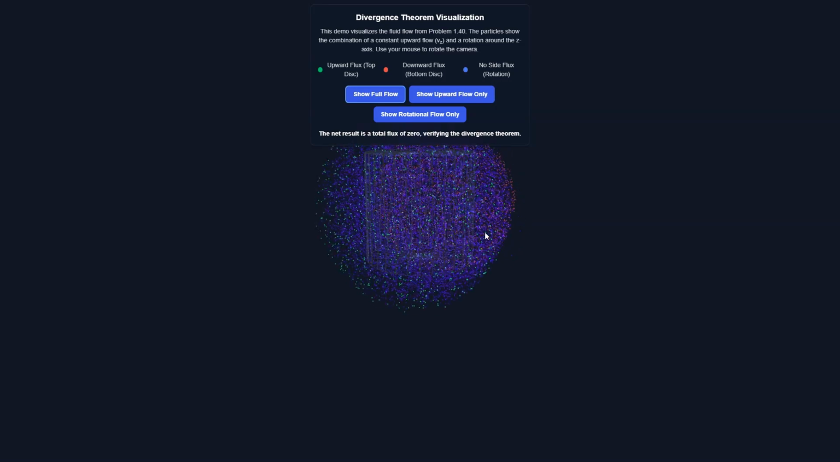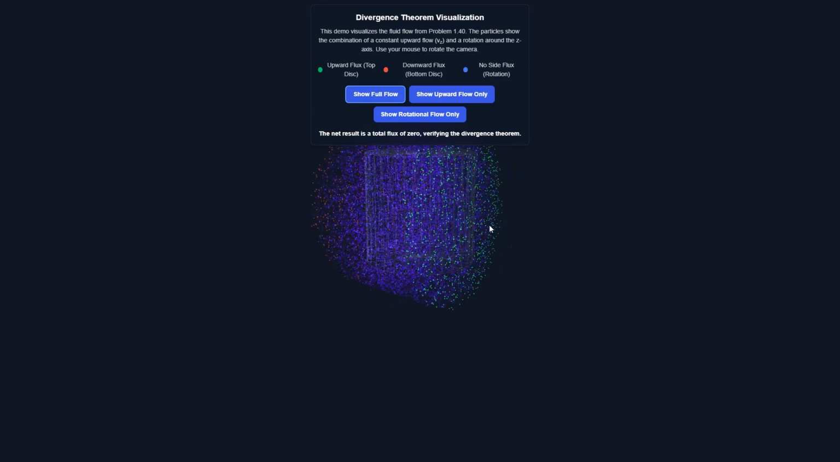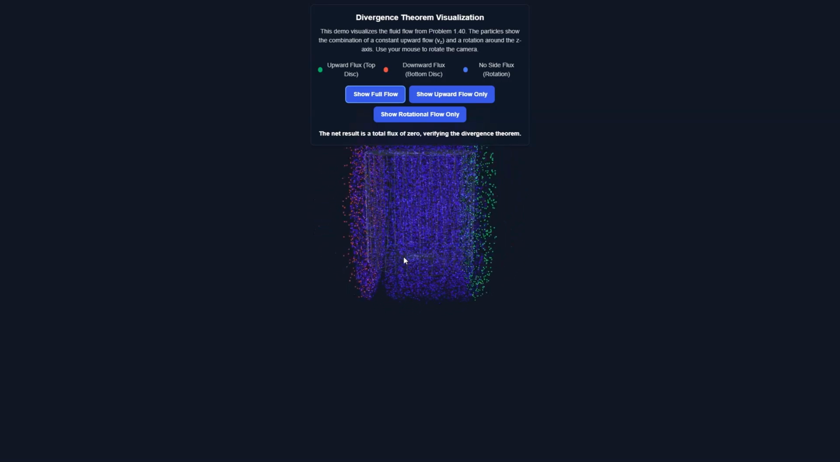So really, these tools, divergence and curl, are what define the essential properties of any flow: its expansion, its conservation, and its rotation.